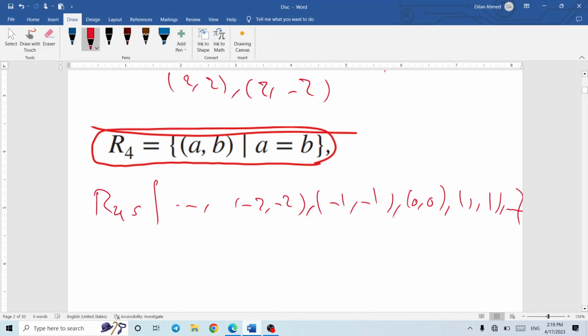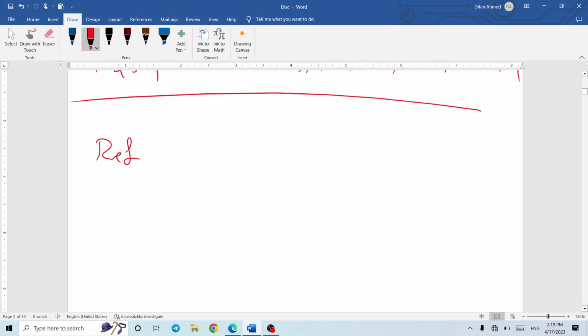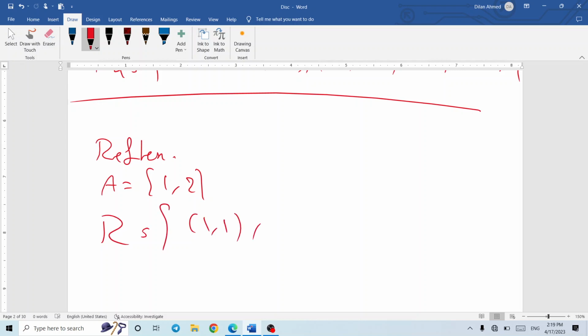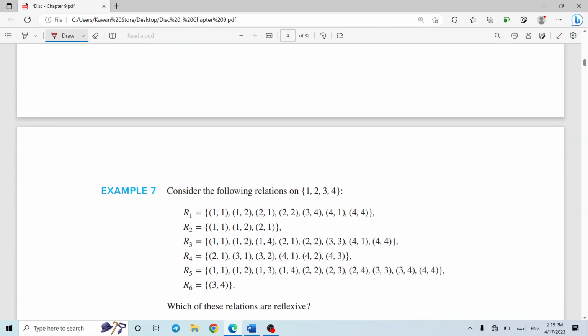If my A is equal to 1 and 2, my relation should have at least 1, 1 and 2, 2. Then I can say R is reflexive. Tamam? Let me check. Let's go to the example.